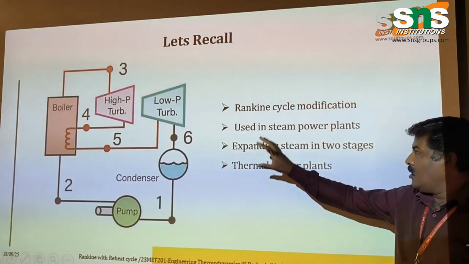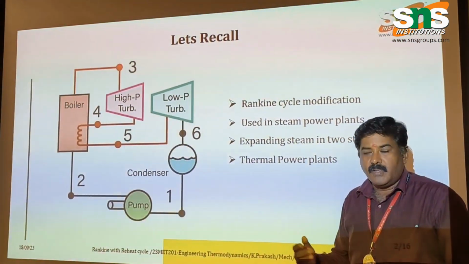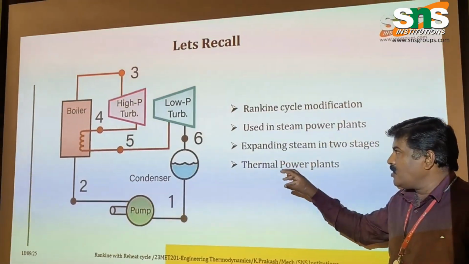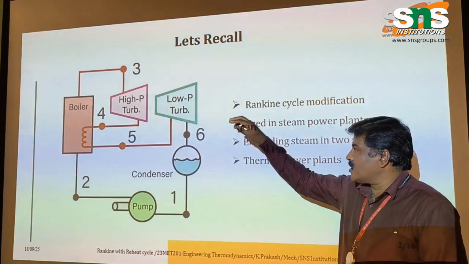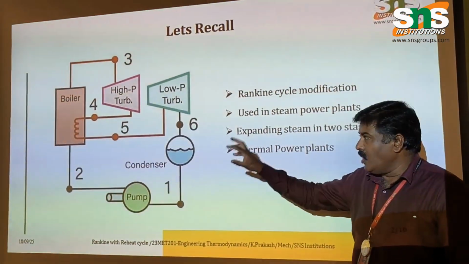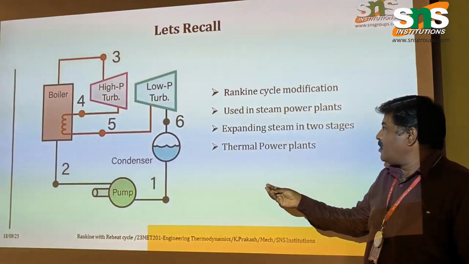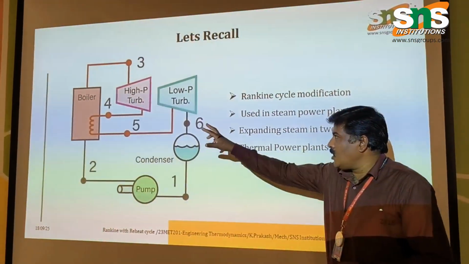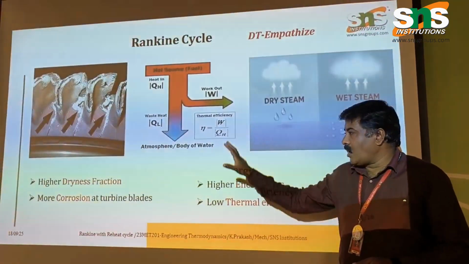In the Rankine cycle, which we discussed in the previous lecture series, here we are using some modification. In the Rankine cycle, we have used a boiler, a turbine, a condenser, and a pump to do the heat supply and convert it into work. But here we have a small exception. We are using two turbines.